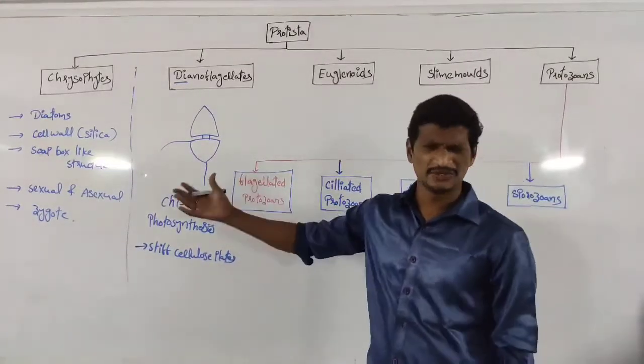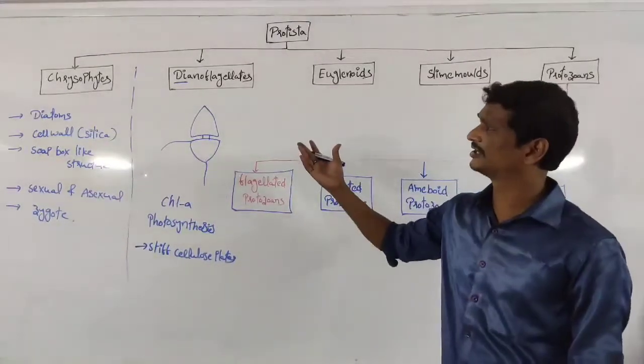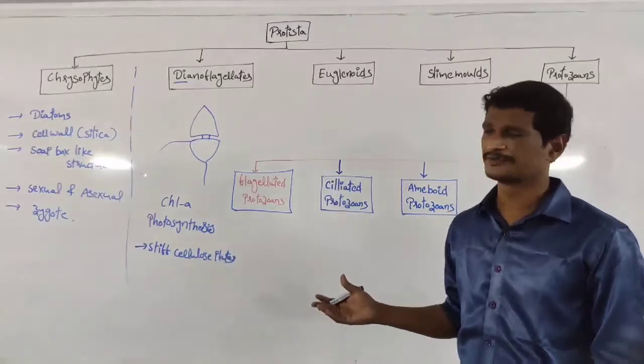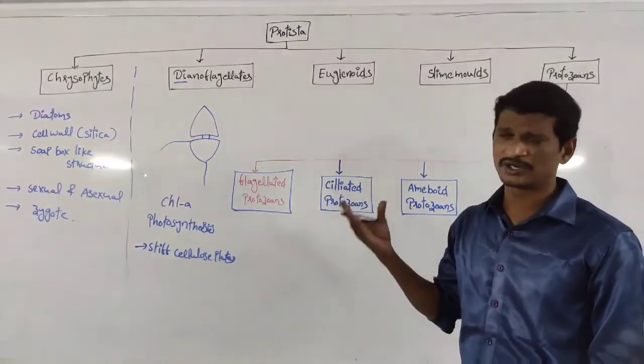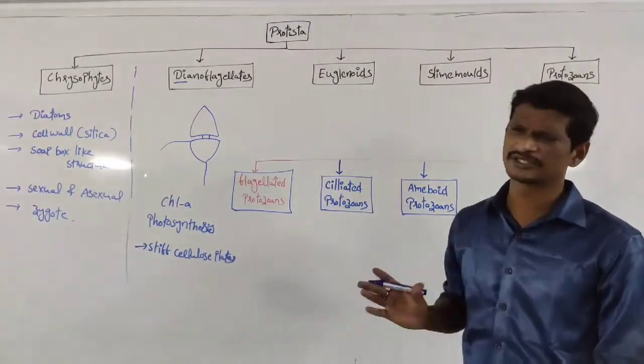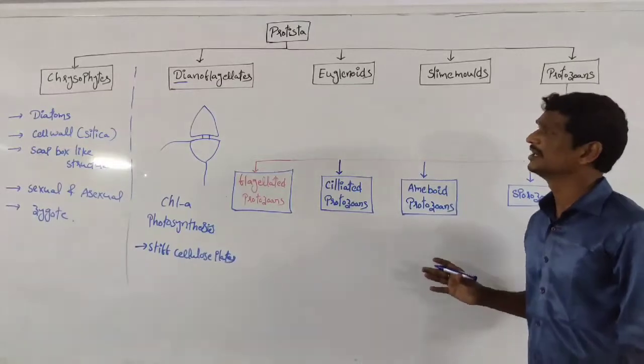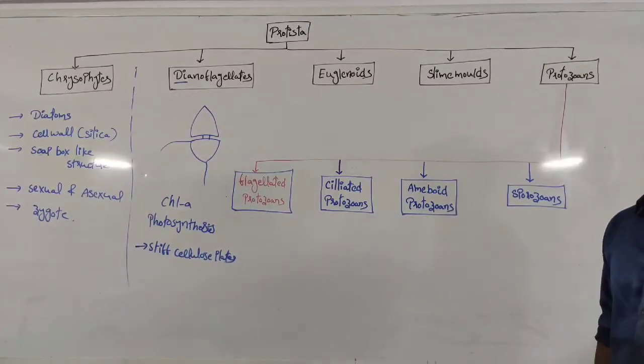Right? Again, we will have a detailed discussion regarding the dinoflagellates and the chrysophytes. Each one takes one class: chrysophytes one class, dinoflagellates one class. We will discuss it definitely. And coming to the next one, the euglenoids.